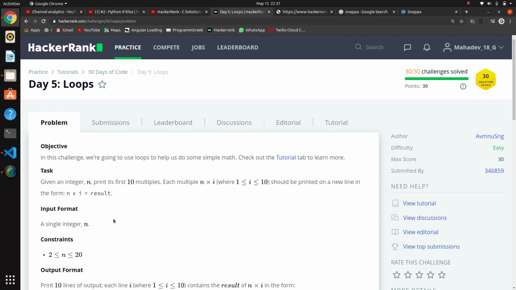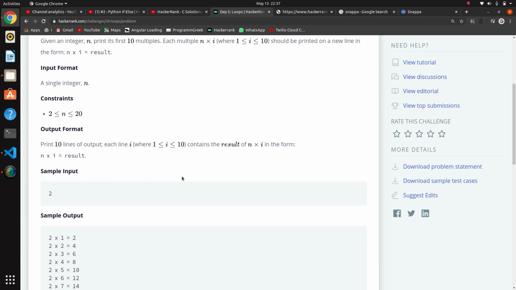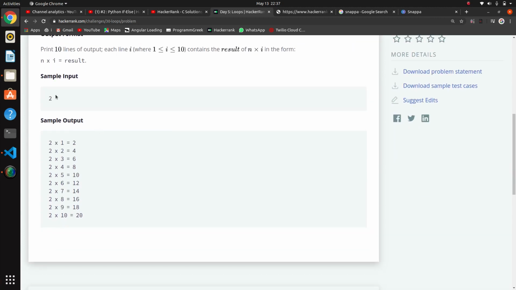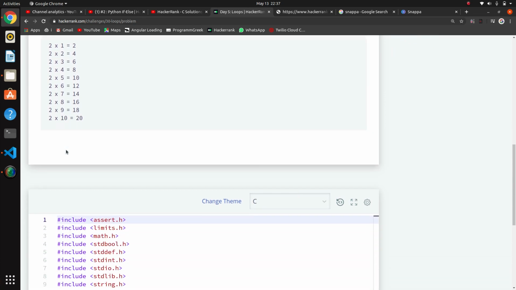So the next question in this 30 days of code is of loops. So this question is about learning loops. So they are giving an input number and we have to print its table. Okay, अगर 2 दिया है तो उसका 2 का टेबल हमें प्रिंट करना है, like that.